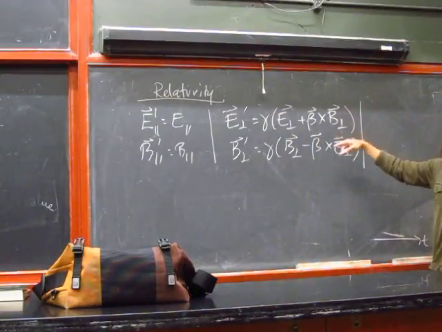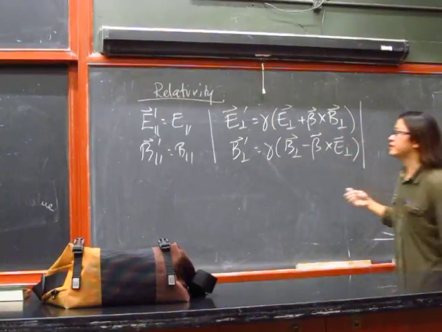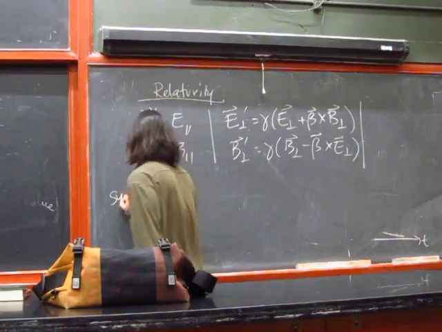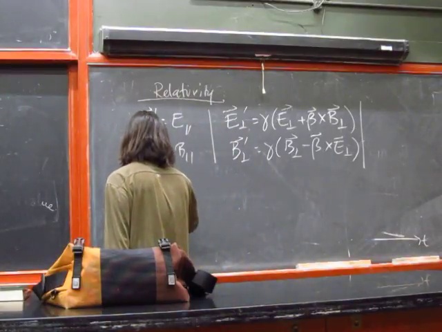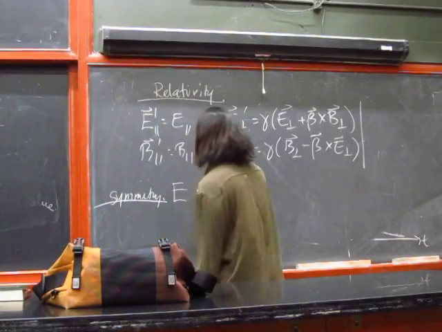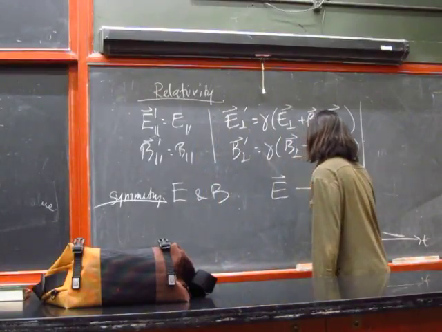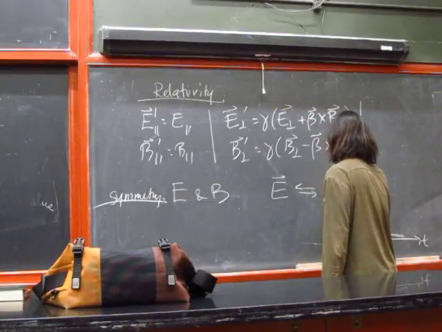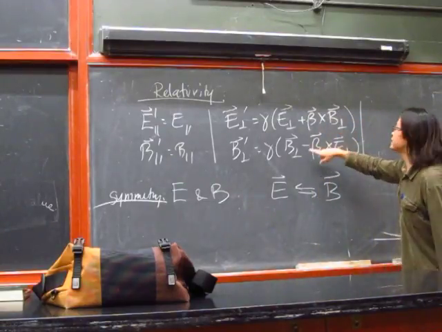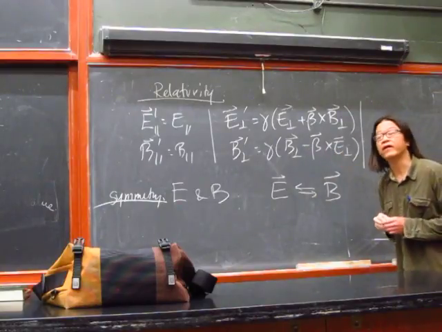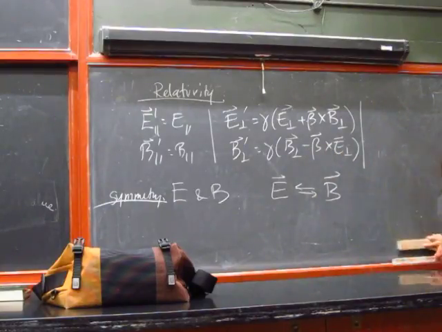If you look at these equations, there is a lot of symmetry between E and B. It says that if you interchange E and B, you get something similar, except for a minus sign. Let's ignore that for now.